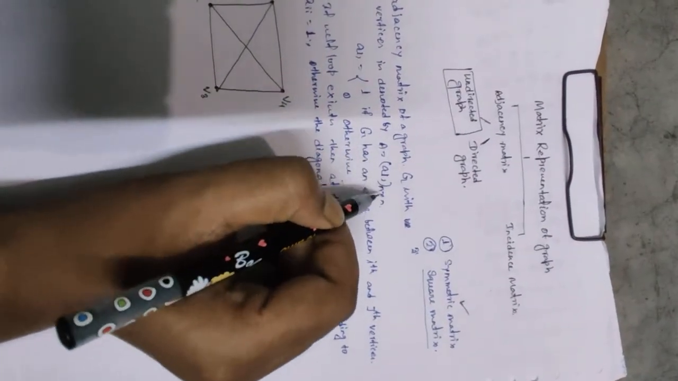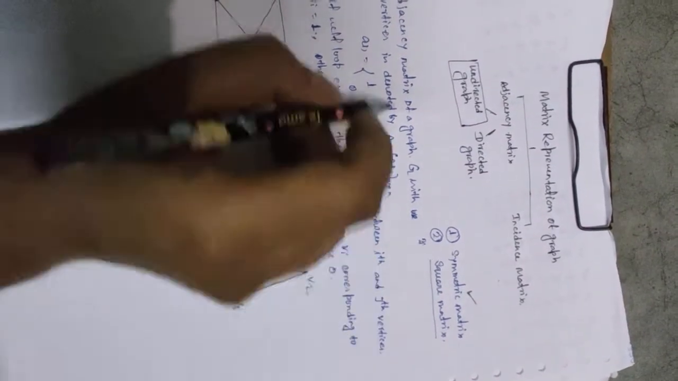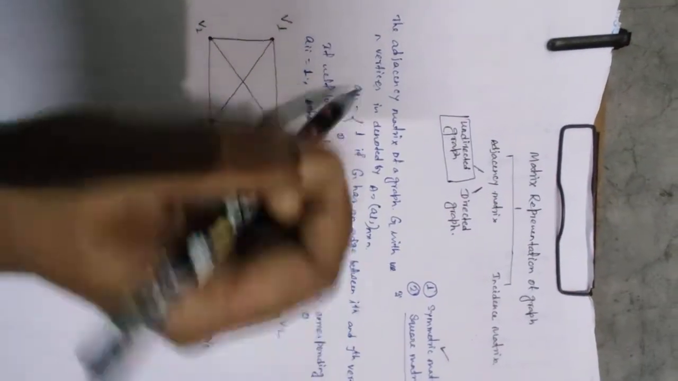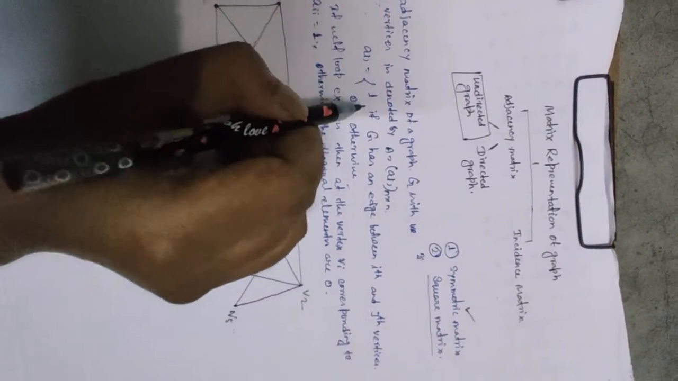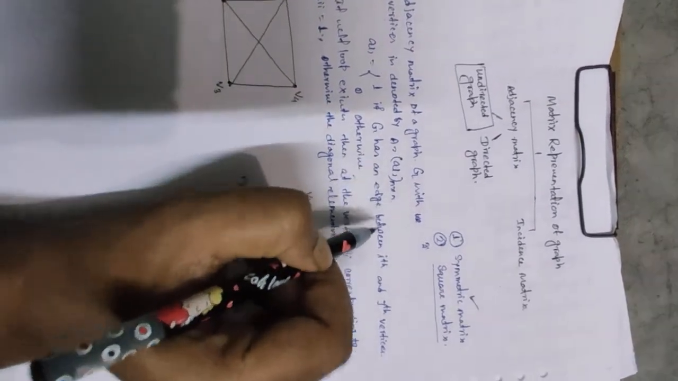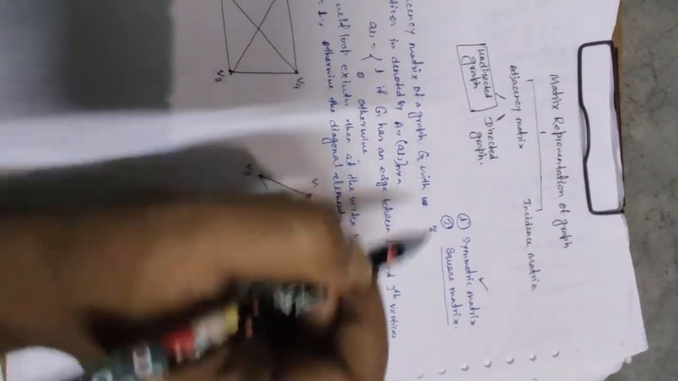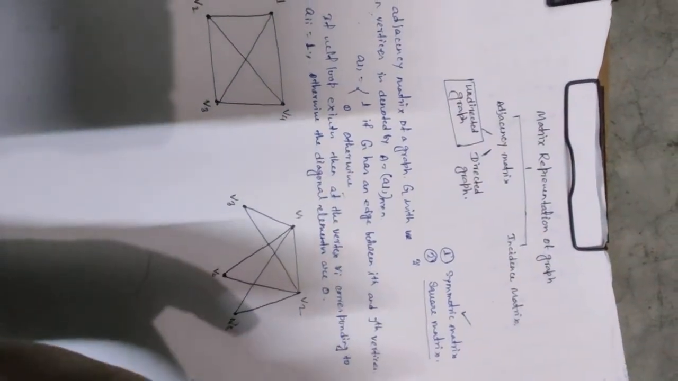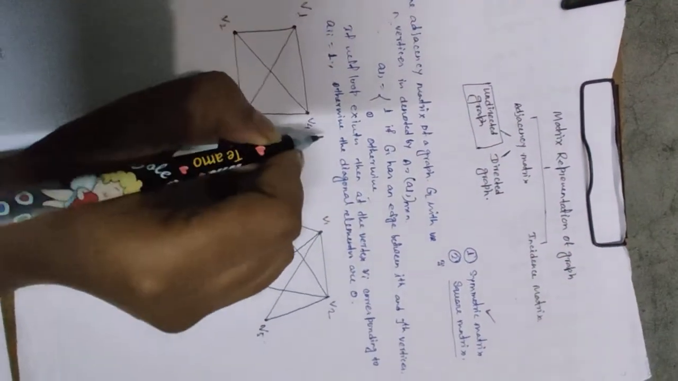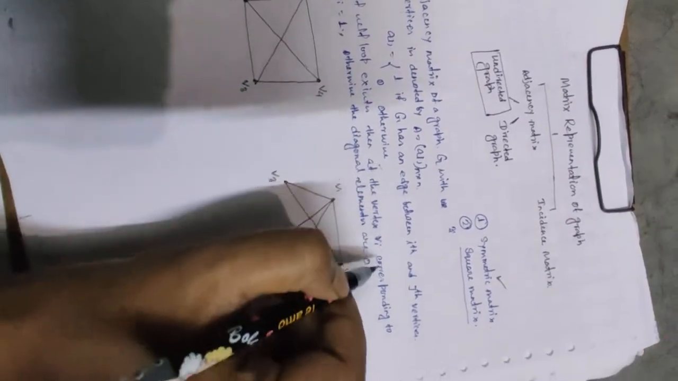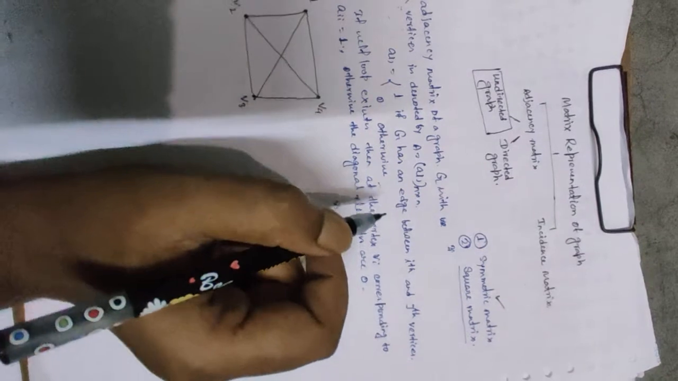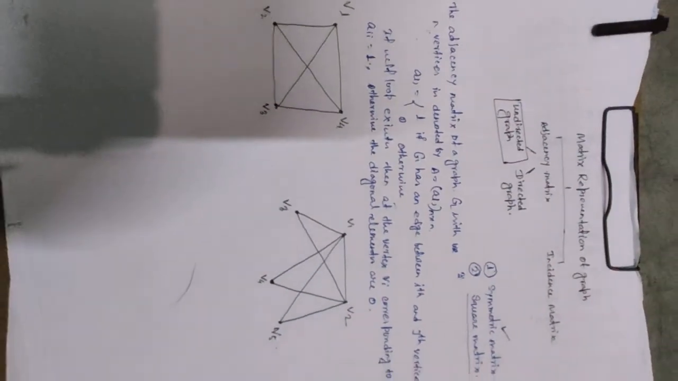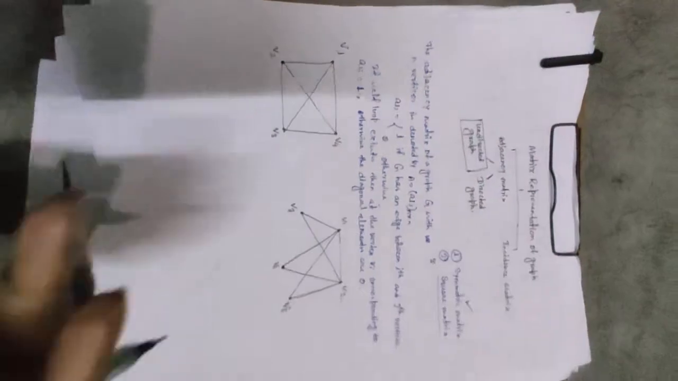Now we can form the adjacency matrix of a graph G with n vertices, that is A equals small a_ij, which is n cross n, that is, the order of the matrix is equal to the total number of vertices of the graph. a_ij is equal to 1 if G has an edge between the ith and jth vertices, and 0 otherwise. And if a self loop exists at the vertex v_i, then a_ii is equal to 1, otherwise the diagonal elements are 0.